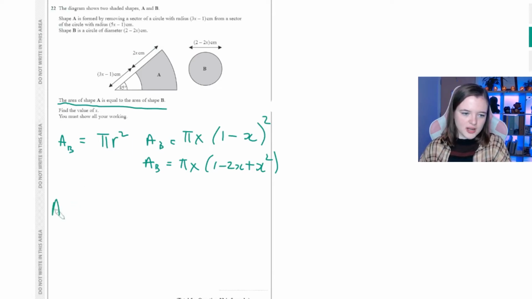So question, area of A. Let's have a look, let's read it again because I've forgotten what it said about it. So shape A is formed by removing a sector of a circle with radius 3x minus 1 centimeters from a sector of a circle with radius 5x minus 1 centimeters. Okay then. So that's shape A, just a shaded bit, right? Am I gathering that right?